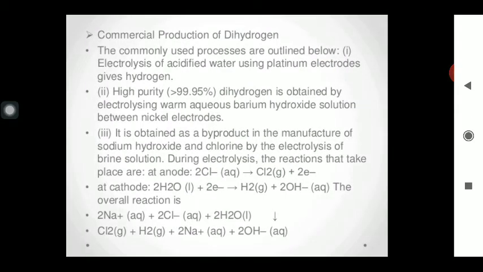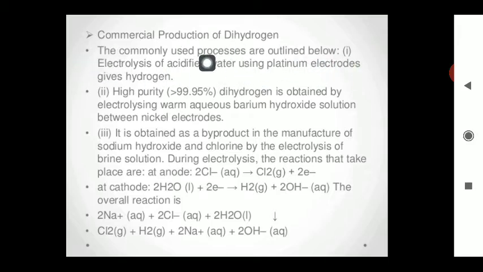And now commercial production of the dihydrogen. Commercially, it can be obtained by the electrolysis of the water. By the process of the electrolysis, the acidified water can be cleaved out in a form of this H2 and the O2 gas.